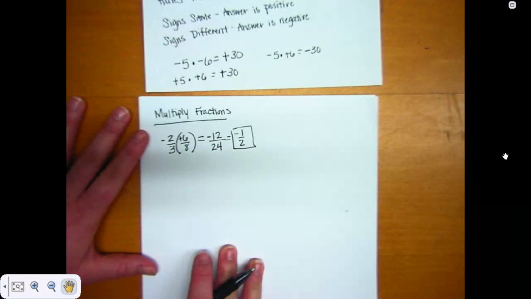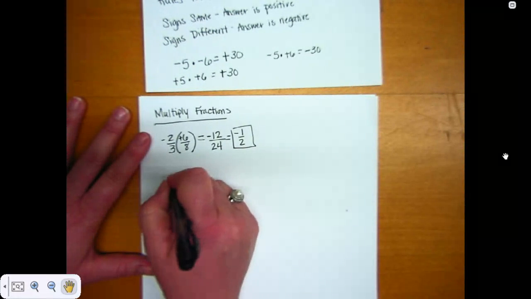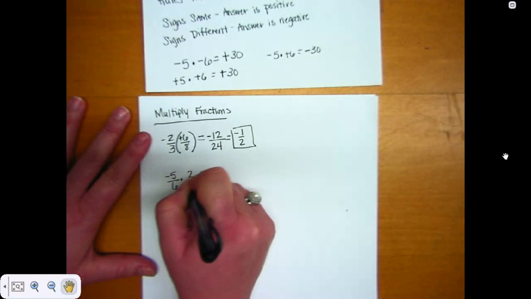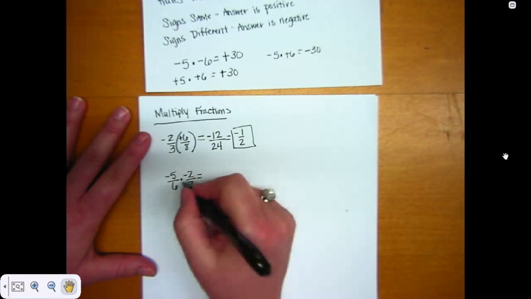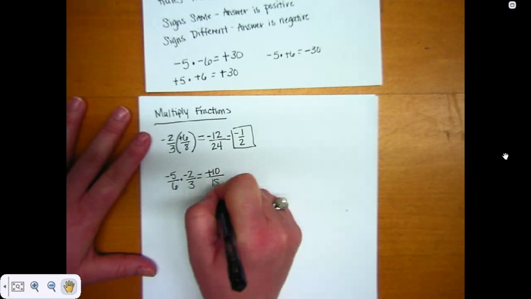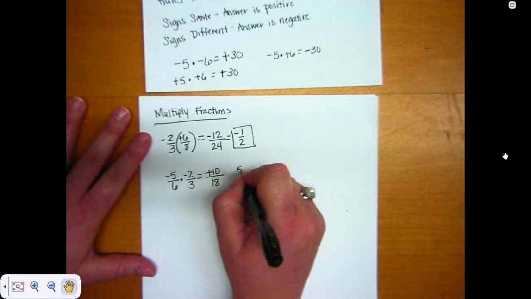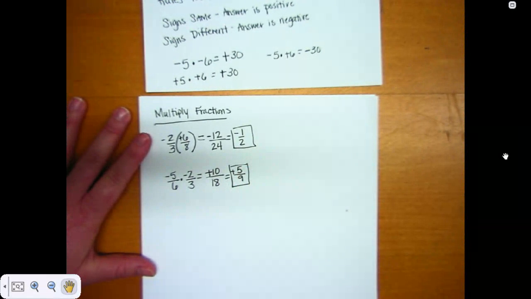So multiplying fractions is the easiest thing you'll do. Just multiply straight across. So if I had -5/6 times -2/3, I would have -5 times -2 is +10, and 6 times 3 is 18. And of course, I can simplify that by 2, and I would get 5/9, and it is positive. Don't forget to simplify your answer as far as you can.